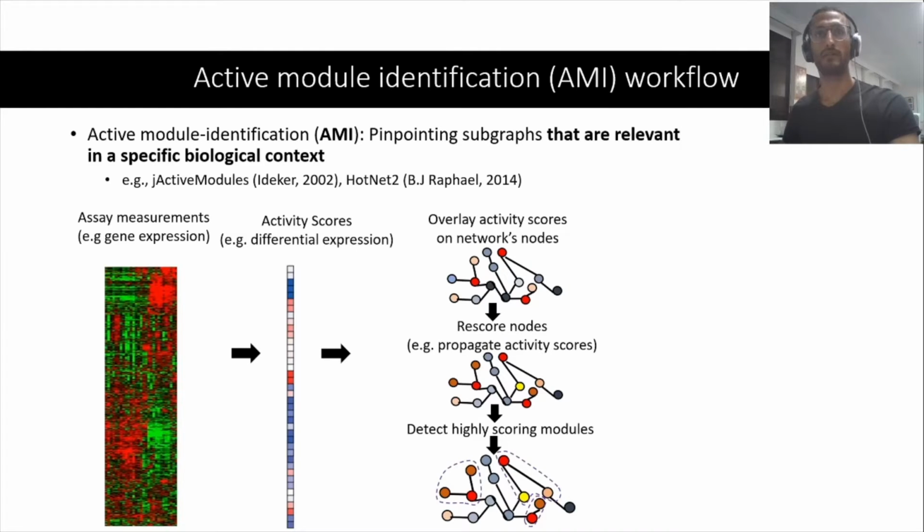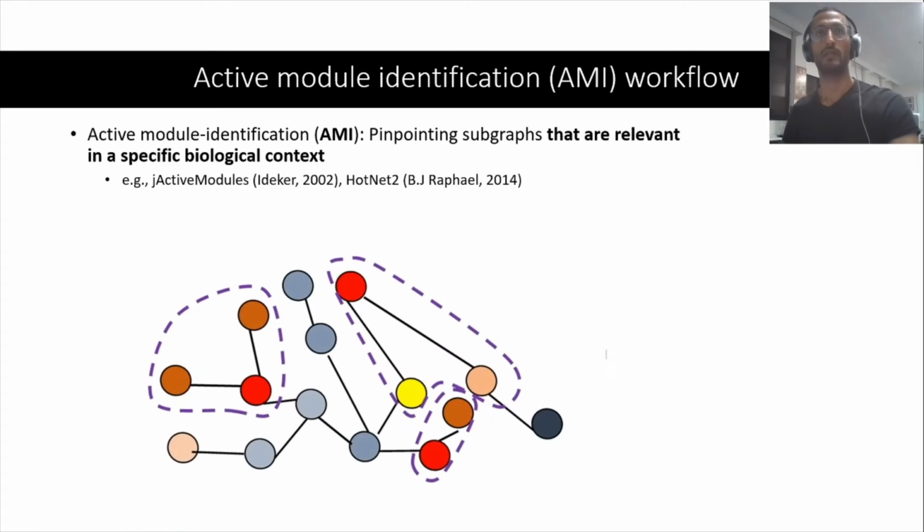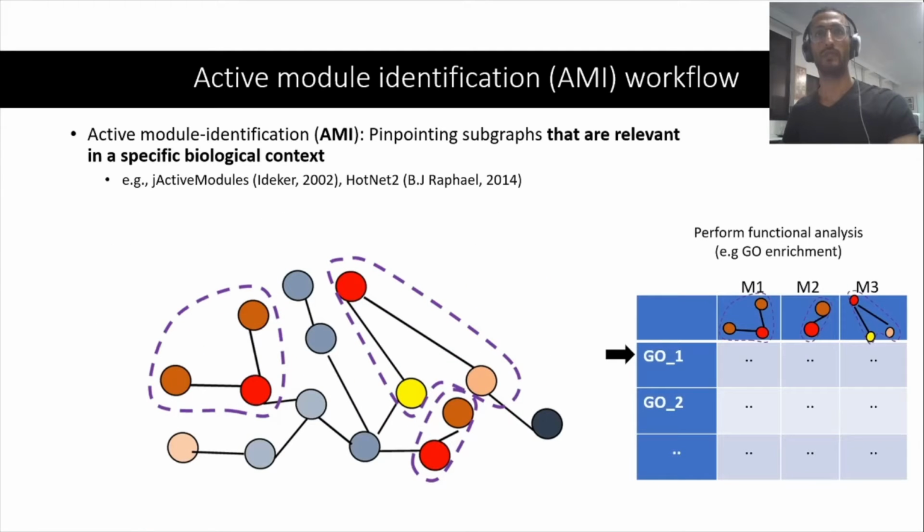AMI algorithms aim to identify interesting subgraphs in the biological network based on gene scores. Typically, after inferring the activity scores from a genomic profile, they are overlaid on the nodes of the biological network, and all the nodes of the network are rescored using some computational technique. Then, the AMI algorithm detects highly scoring modules. In order to explore the biological meaning of each module, they are commonly subjected to a functional enrichment analysis.